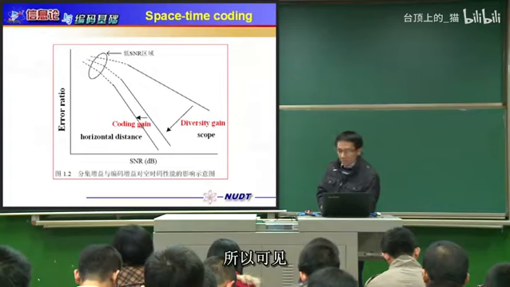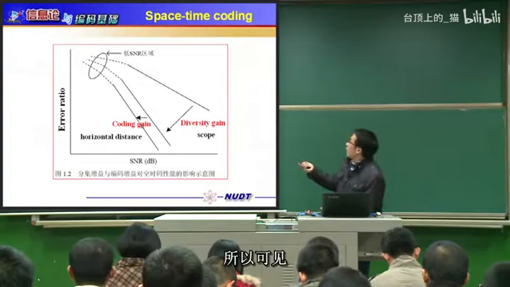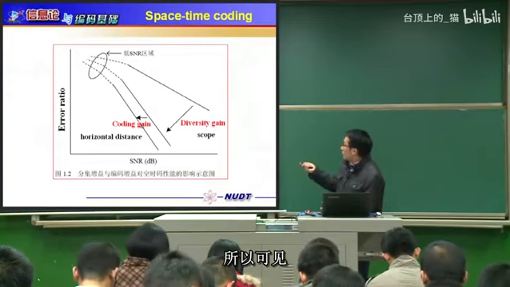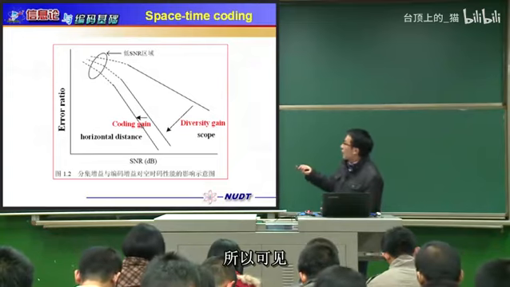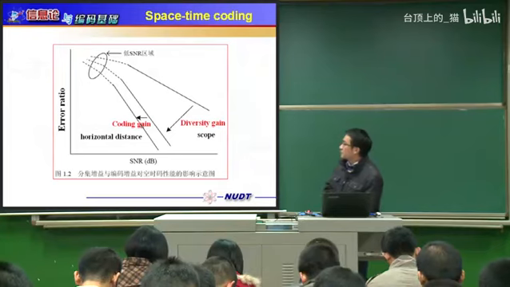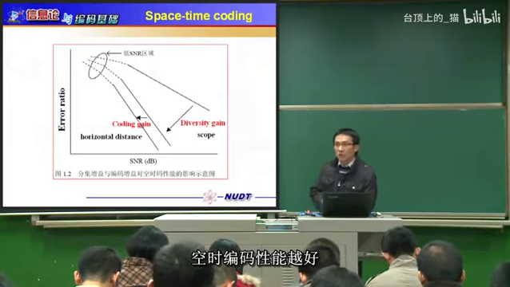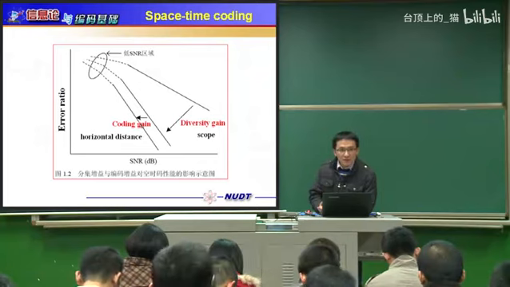So we can see a code with more diversity gain and coding gain has better performance.